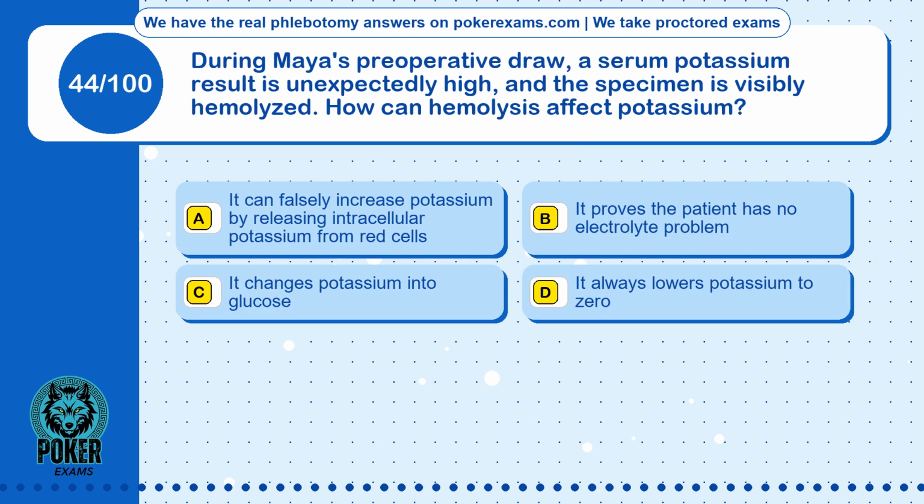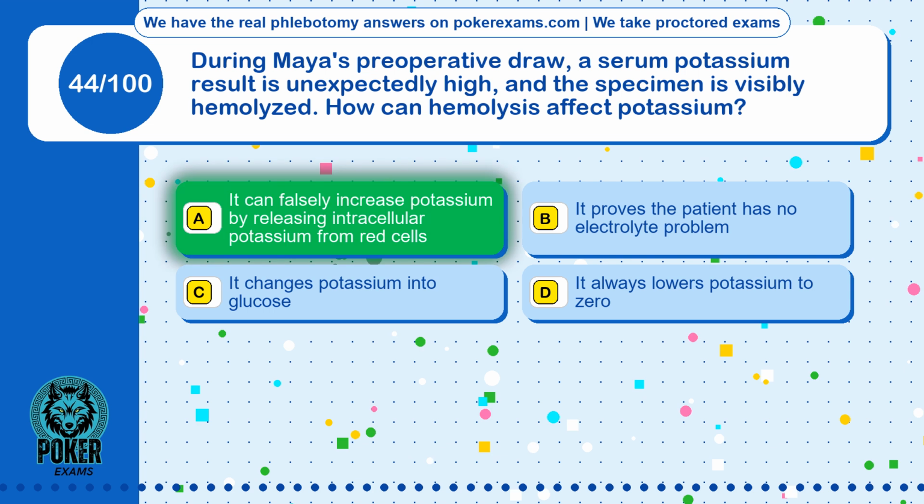Question 44. During Maya's preoperative draw, a serum potassium result is unexpectedly high, and the specimen is visibly hemolyzed. How can hemolysis affect potassium? Option A. It can falsely increase potassium by releasing intracellular potassium from red cells. Option B. It proves the patient has no electrolyte problem. Option C. It changes potassium into glucose. Option D. It always lowers potassium to 0.